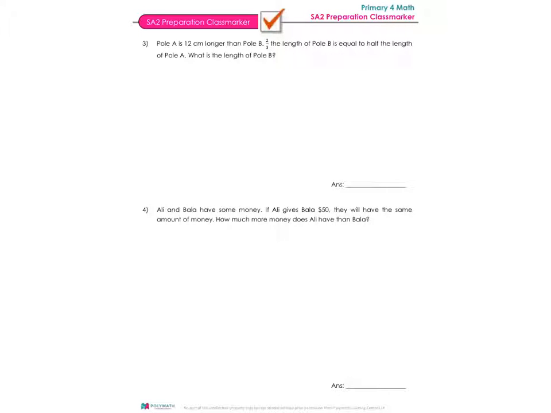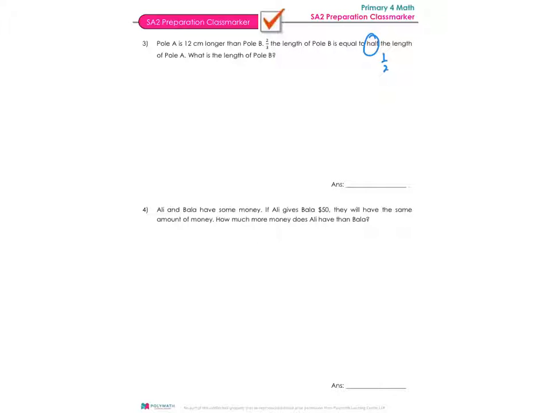Pole A is 12 cm longer than pole B. 2/3 the length of pole B is equal to half the length of pole A. What is the length of pole B? Alright, so here they say half, I want to write it in the fraction half.